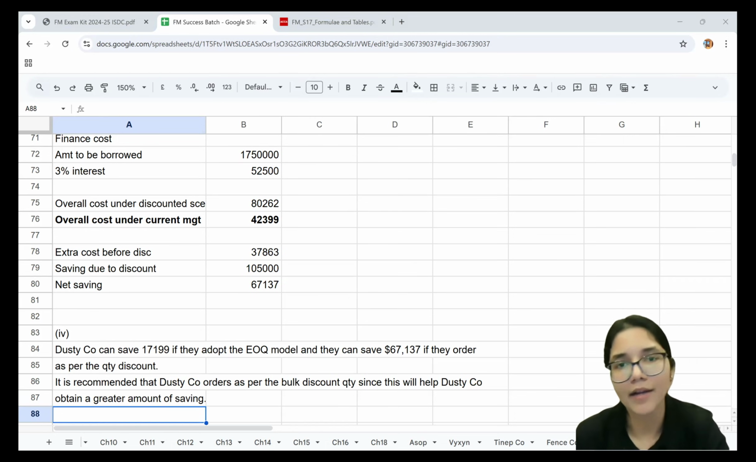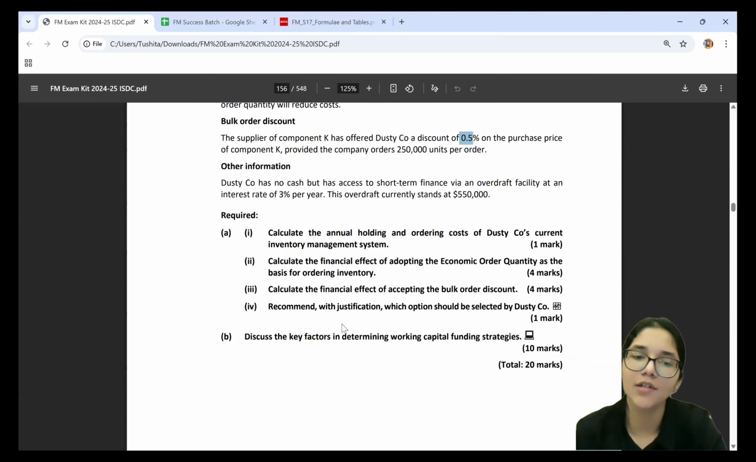Now going forward towards the last requirement that pertains to 10 marks of the question, where you have to discuss the key factors in determining the working capital funding strategies. So if you people have to make a decision, where do you get your money from? What all factors will you consider? Should the money come from debt?